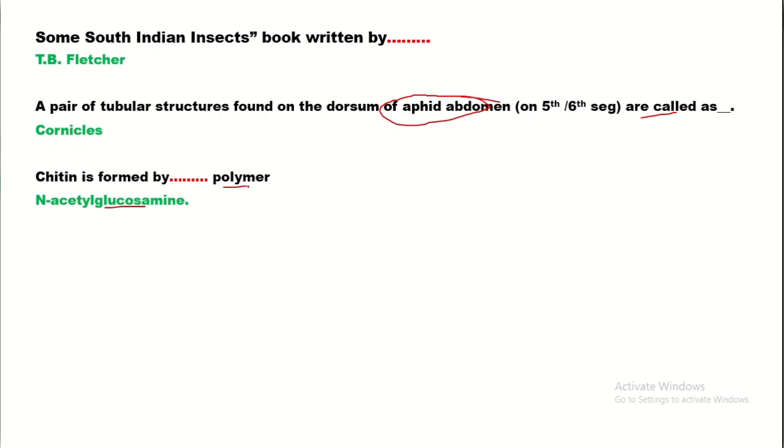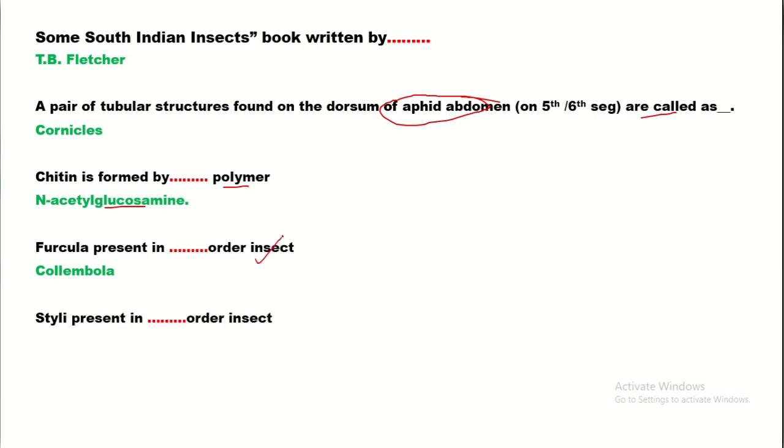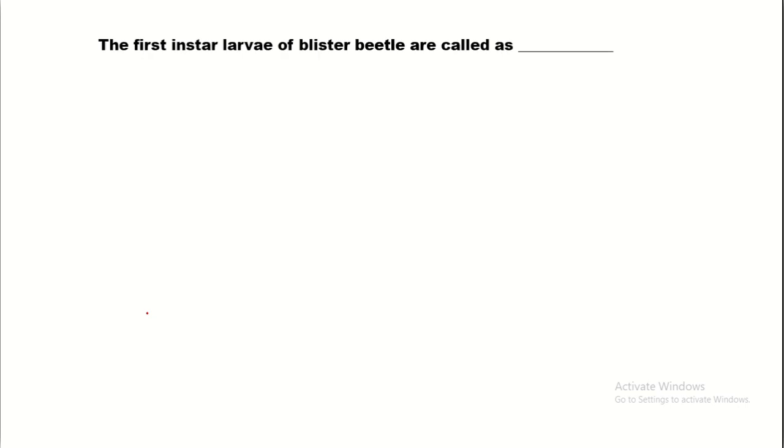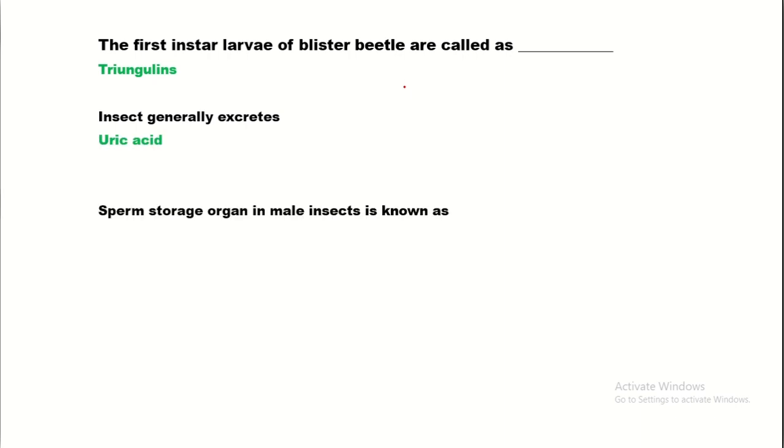Chitin is formed by N-acetylglucosamine polymers. Furcula present in Collembola order insects. Style present in Thysanura order insects. The first instar larvae of blister beetle are called triungulins. Insects generally excrete uric acid. Sperm storage organ in female insects is known as spermatheca. Fruit flies belong to family Tephritidae.